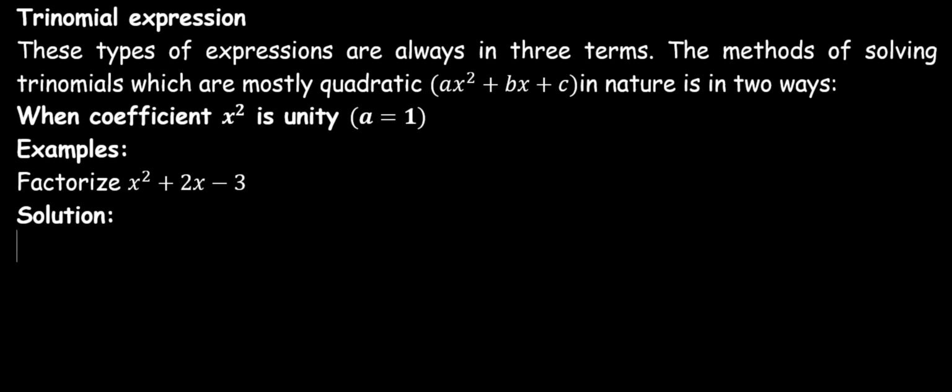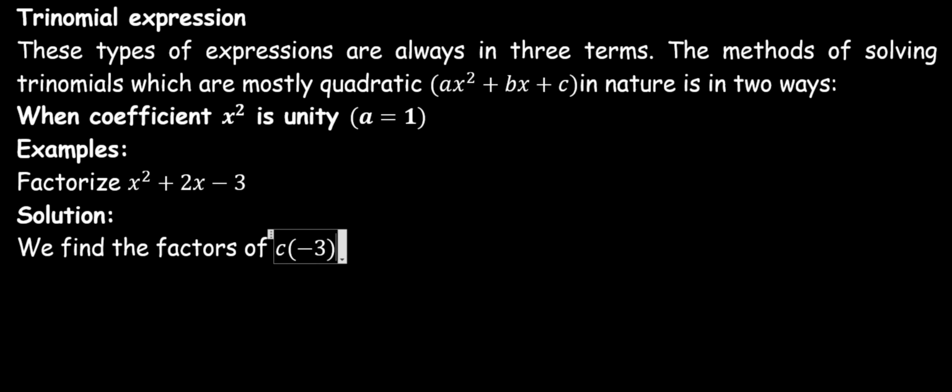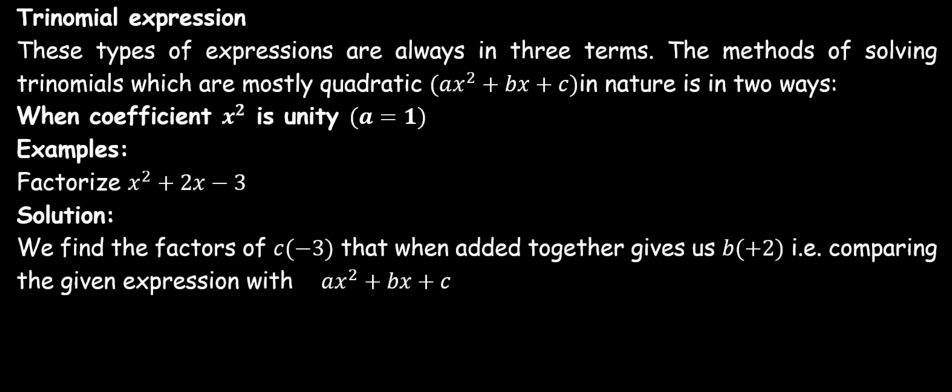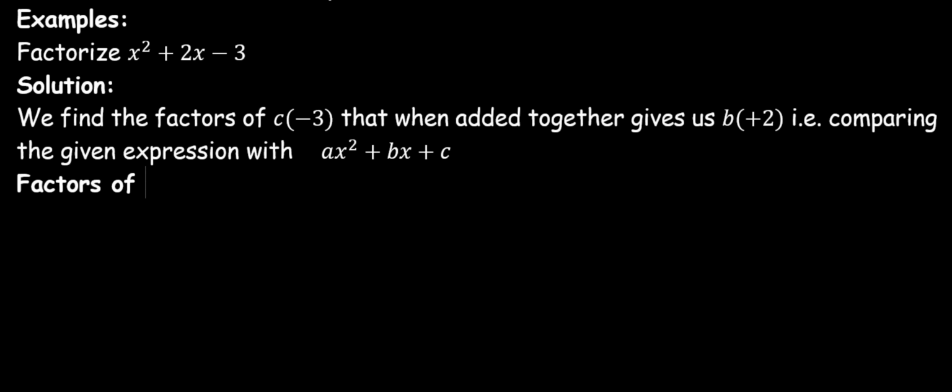Solution: we find the factors of c, that is minus 3, that when added together gives us b, comparing the given expression with as squared plus bs plus c. Now let's list out our factors. Factors of minus 3 and the sum that is supposed to give us plus 2.